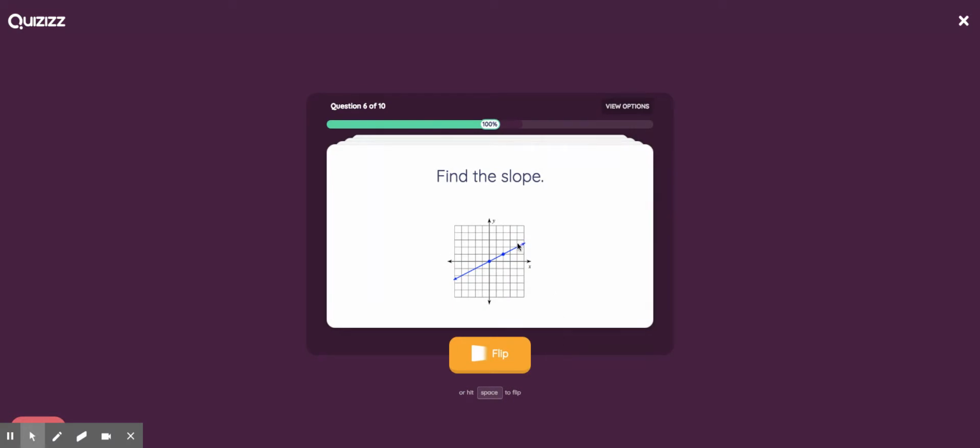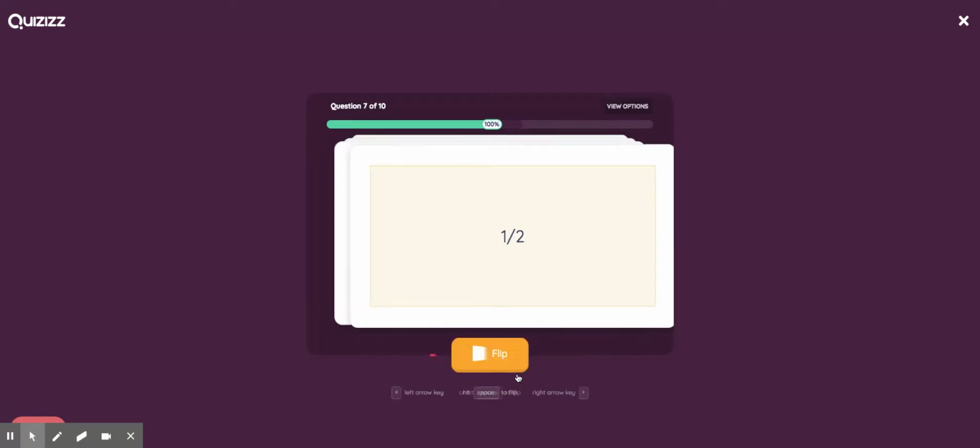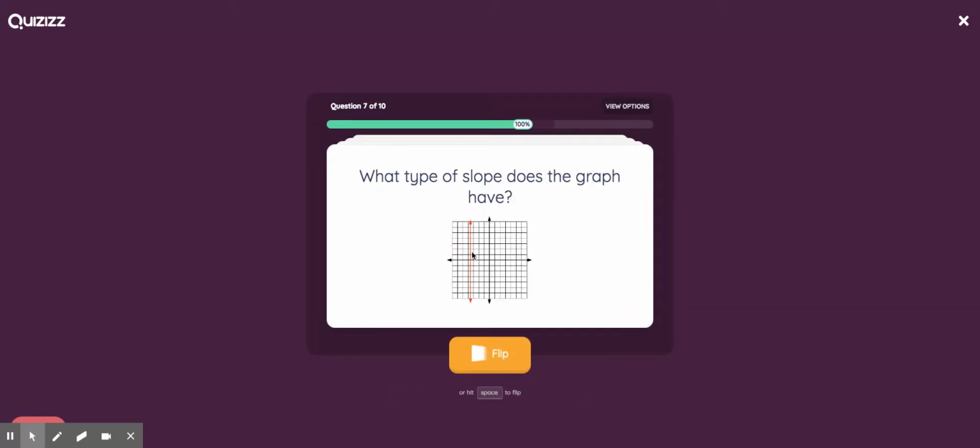Okay, in a graph, we always start from our first point and go to our next. We know this is going to be positive because it's going up. So up one and over two, one over two. Anytime we see a vertical line, that is going to be an undefined slope.